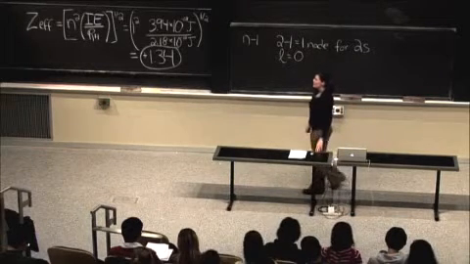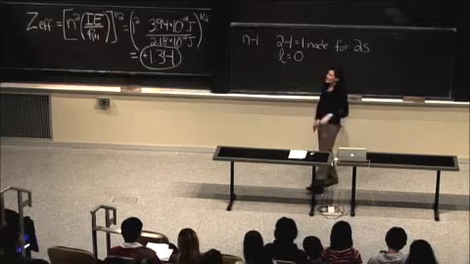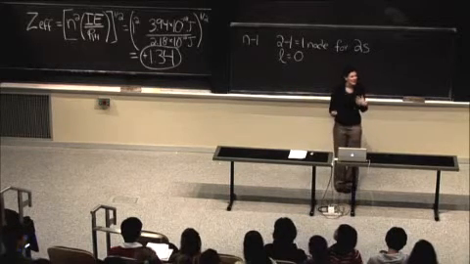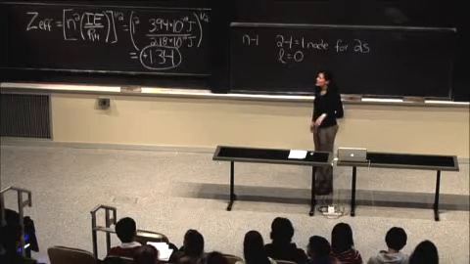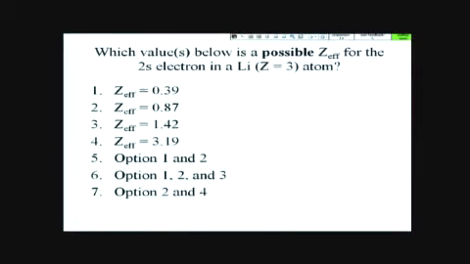So let's look at another example of thinking about whether we get an answer that's reasonable. We should be able to calculate a Z effective for any atom that we want to talk about as long as we know what that ionization energy is. I'm not expecting you to do that calculation here because it involves a calculator and maybe a piece of paper as well. But what you should be able to do is take a look at a list of answers for what Z effective might be and determine which ones are possible versus which ones are not possible. So why don't you take a look at this and tell me which are possible for a 2s electron in a lithium atom where Z is equal to 3.